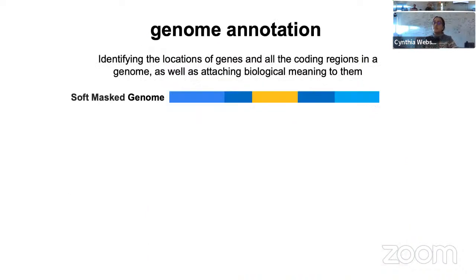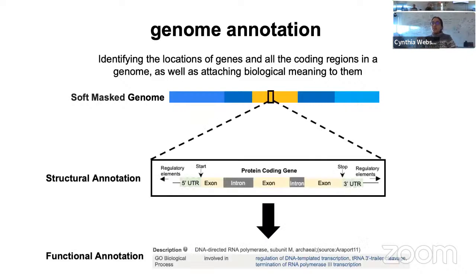So genome annotation is basically identifying the location of genes and all the coding regions in a genome, as well as attaching biological meaning to them. You start off with a soft masked genome. You use a tool to get the structural annotation, basically trying to identify the location of the gene in the genome. And then you're finally attaching a functional annotation to this region.